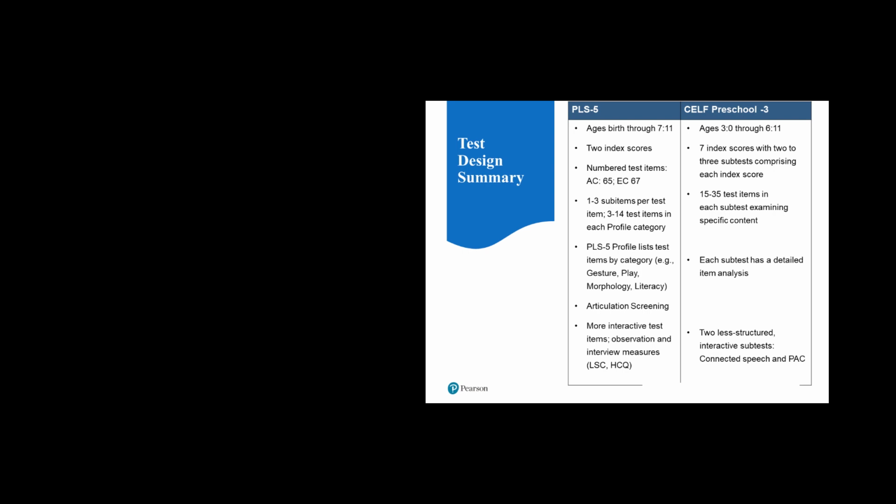So this is a side-by-side comparison of just the numbers of scores. It is surprising sometimes when you look at, I think that'll come later, when you're looking at certain content domains, that there's a similar number of items for some of those domains on PLS-5 as there are on CELF Preschool-3, but they're scattered across several age levels versus having an entire subtest devoted to that.